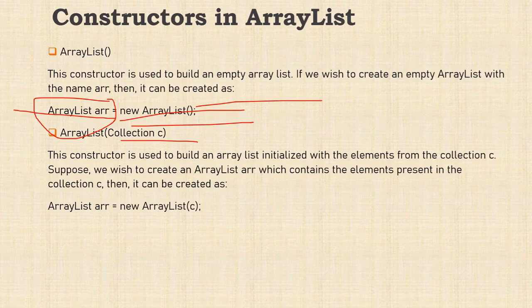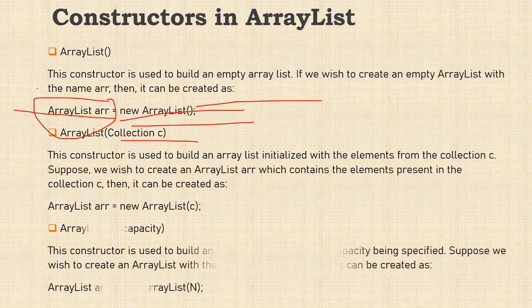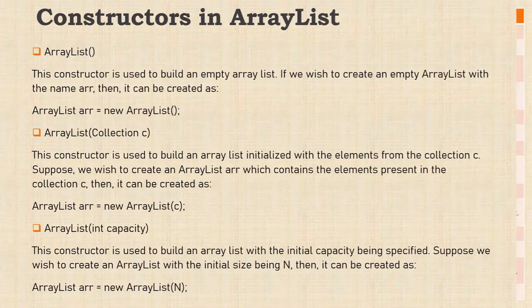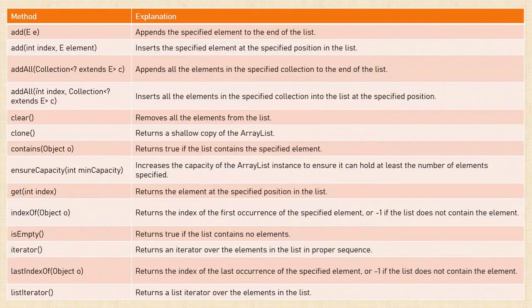You can also create an ArrayList with an argument. The third one is the initial capacity. By default the capacity will be 10. If you want to create it with 20 capacity, then we can use this constructor, and you can create an ArrayList with 20 or 30 depending upon your requirement. Now we are going to see all the methods available in ArrayList. We'll try to cover them quickly, so we'll not take more time.